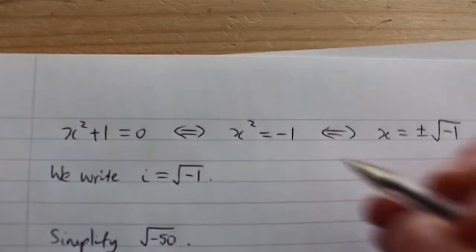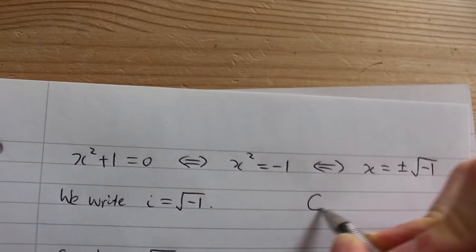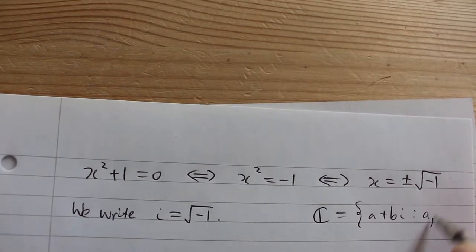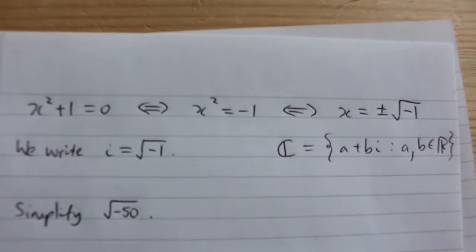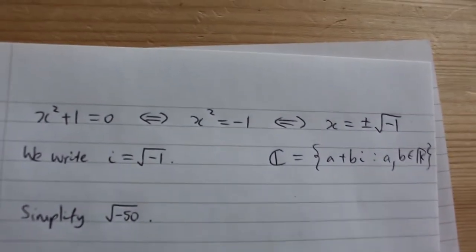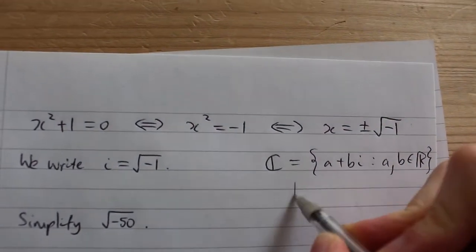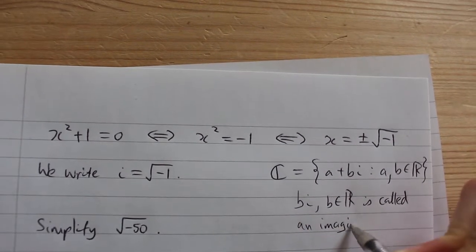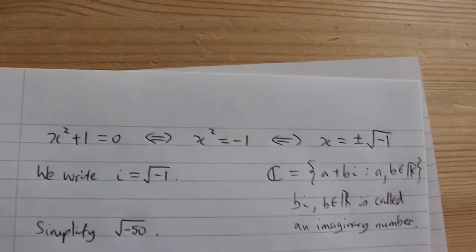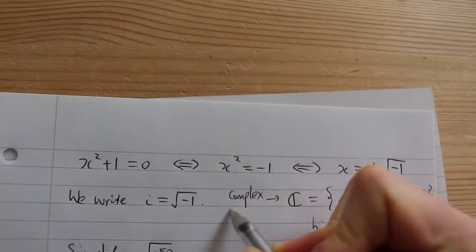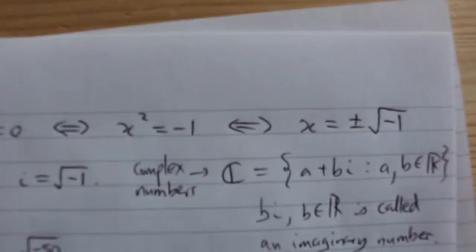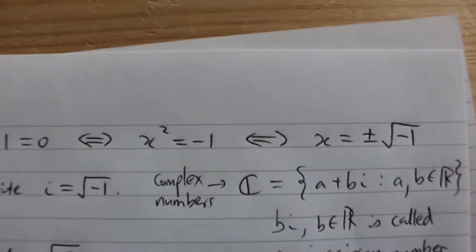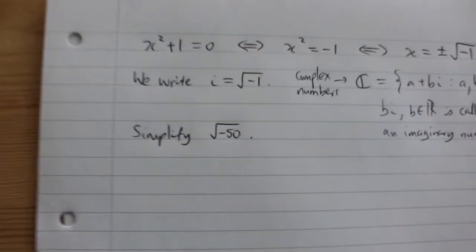So the complex numbers, which are denoted by C, like this, are just the set of a plus bi, where a and b are real numbers. A number of this form, a plus bi, is called a complex number, and a number of the form bi, where b is a real number, is called an imaginary number. So this set is called the set of all complex numbers. Complex numbers are really useful to help us solve equations that otherwise we couldn't solve, because they're equations that have no real solutions.